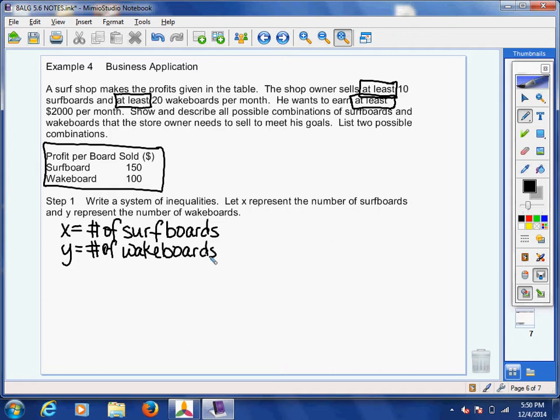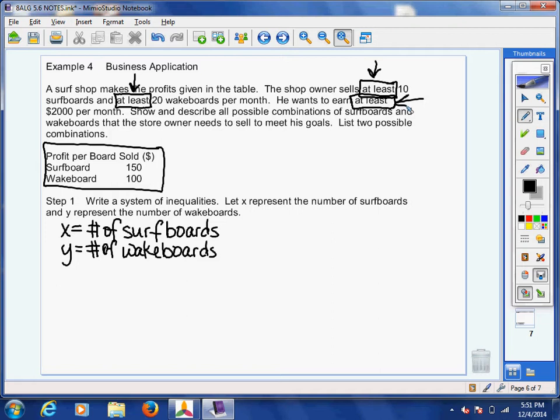Did you box in 3 different sets of words in the original problem? Do you remember? At least, at least, at least. Guess what, guys? That's 3 inequalities. And we have a system that has 3 inequalities in it, not just 2. You're used to just doing 2. This one has 3, so I want to keep you on your toes.